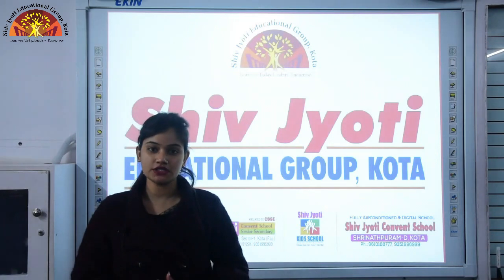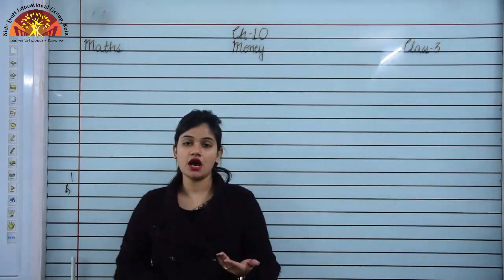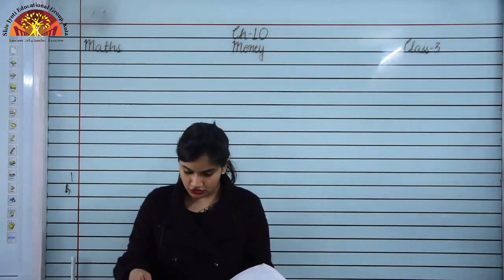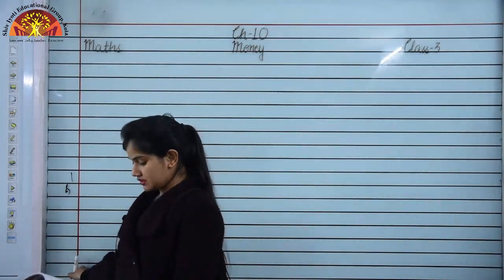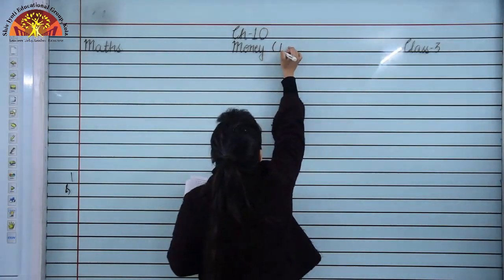Students, today we will continue chapter 10, that is money. In the previous video of this chapter we have seen the conversion of money and addition and subtraction of money. Today we are going to see how we can multiply money and divide money, and some word problems also. Students, open page number 141 in your book, and now we are going to start exercise 10.3. This is part 2 of this chapter.